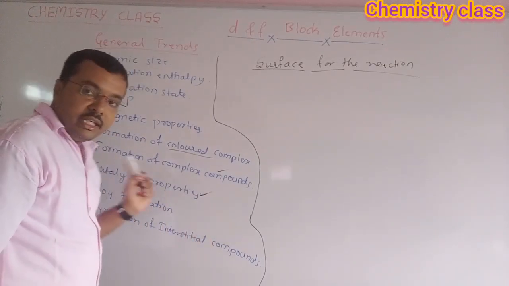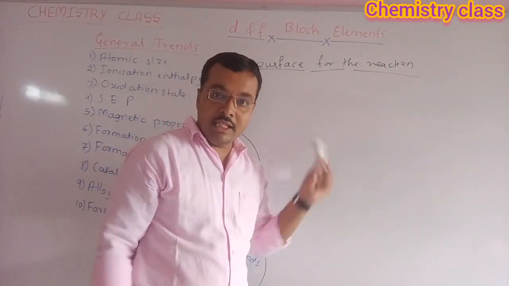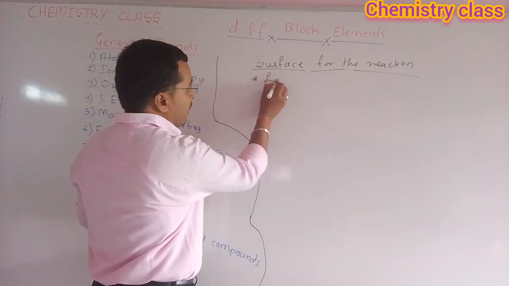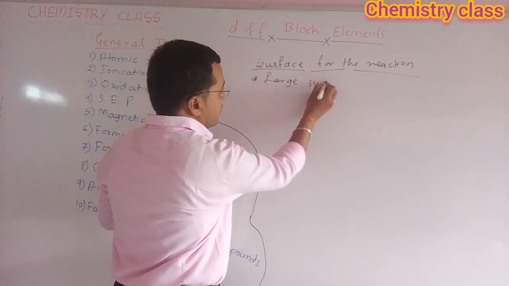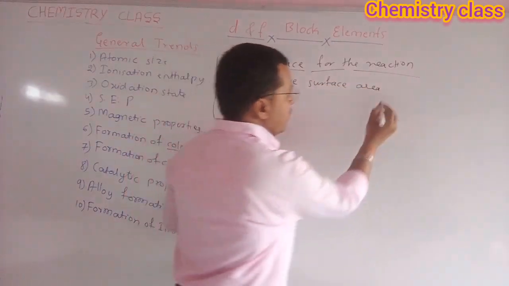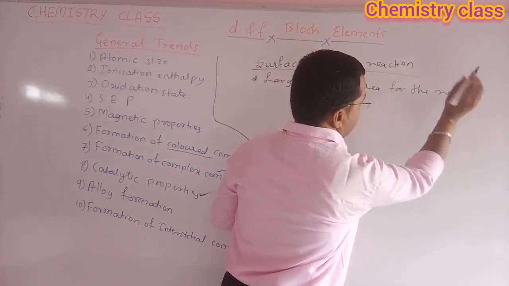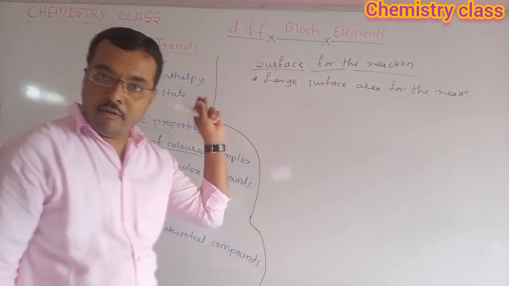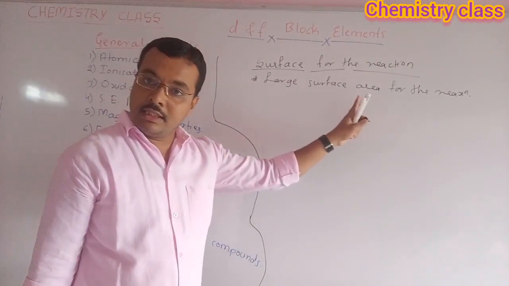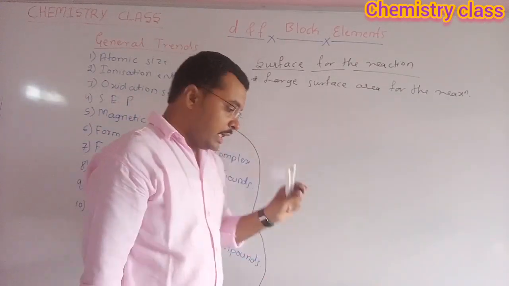It means most of the d block elements will act as a catalyst. It means they are having a large surface area for the reaction. They will provide the large surface area for this reaction. Hence, these can act as a catalyst, or they can exhibit the catalytic property.